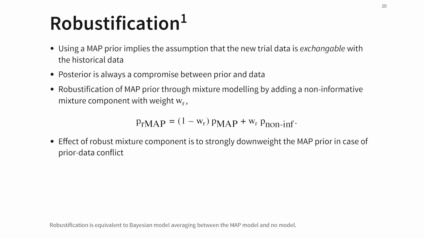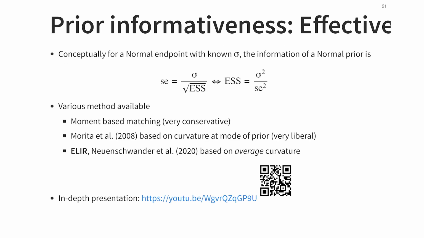Now we have our prior. Now we want to know what it's worth. And the concept of the prior effective sample size is very helpful there. Conceptually, for a simple case, assume you have a normal endpoint with known sigma. The information of a normal prior is basically given by its standard error in the usual equation, as we know well: sampling standard deviation divided by the square root of the sample size you have collected to estimate a mean. And you can invert it and you get your effective sample size.